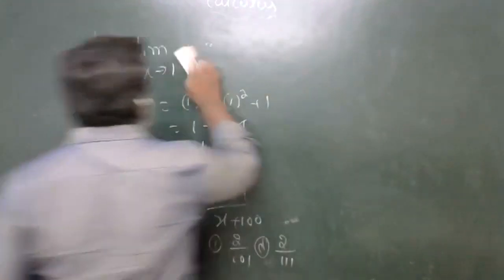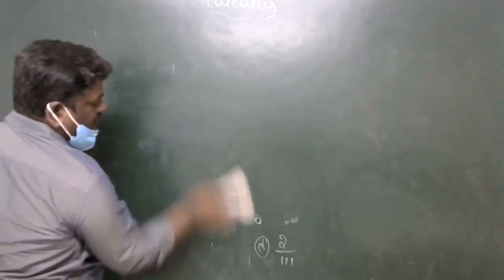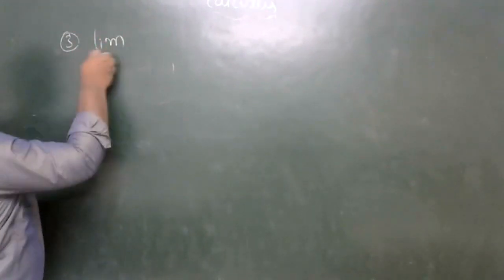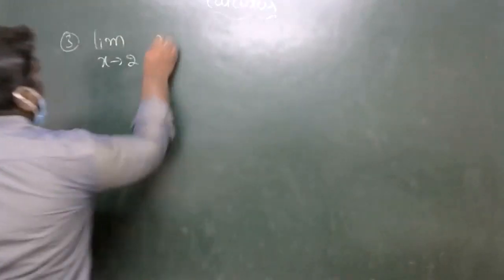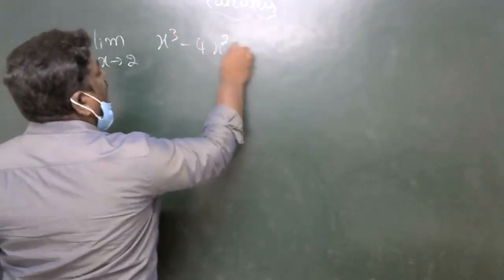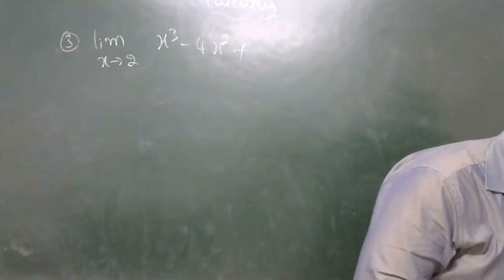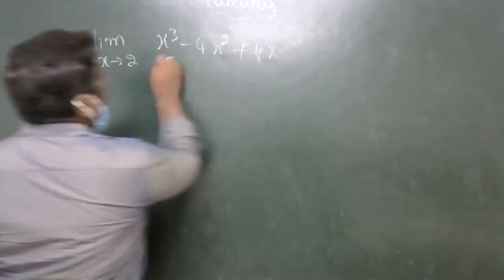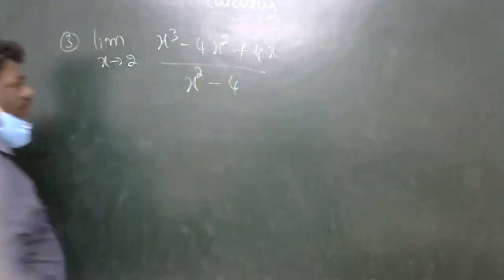Next question. Third question. Limit as x tends to 2 of (x cube minus 4x square plus 4x) divided by (x square minus 4) is equal to dash.